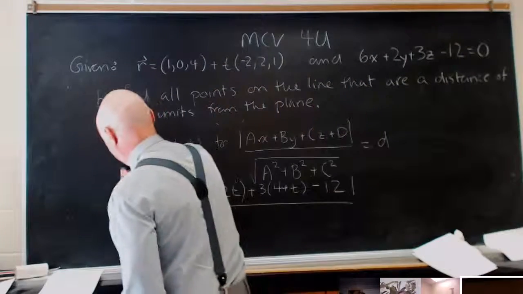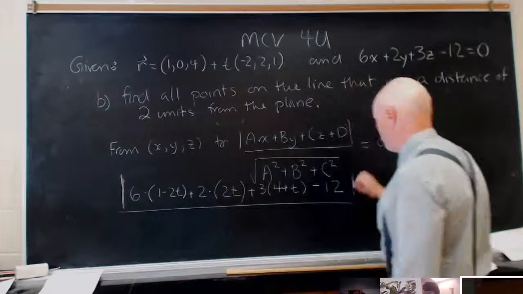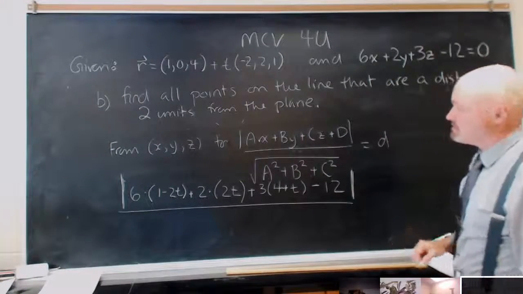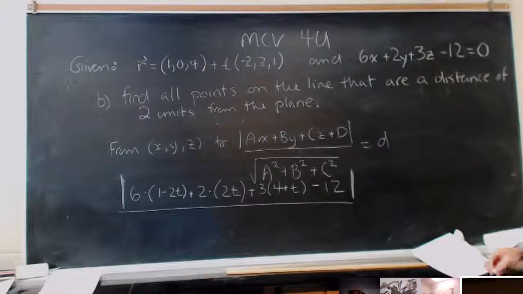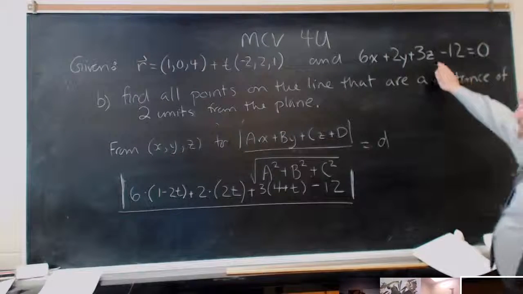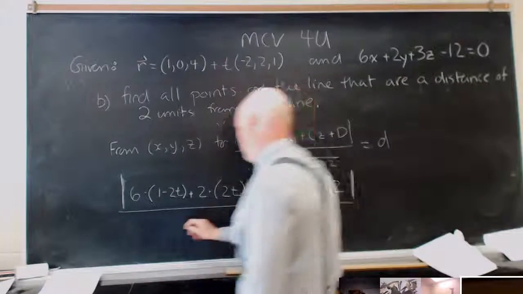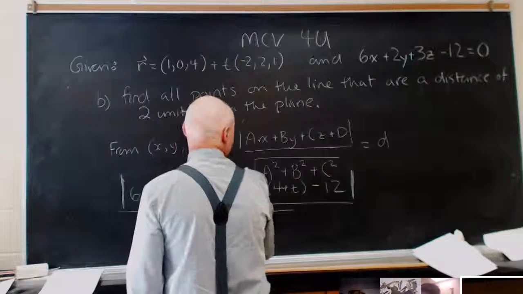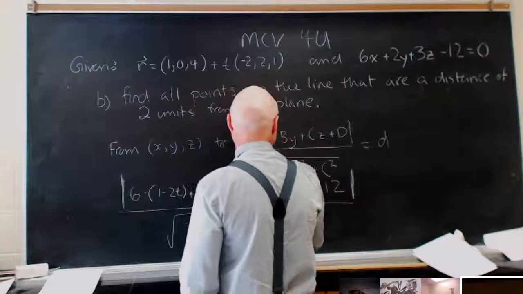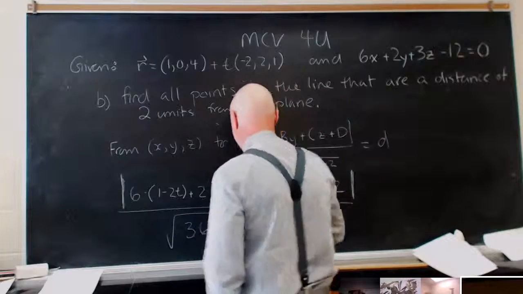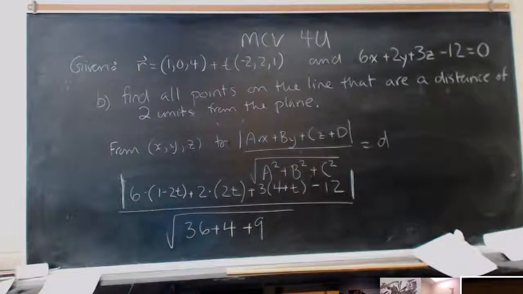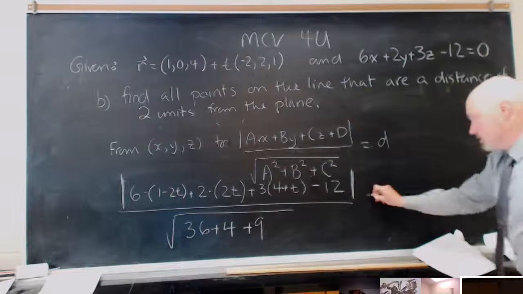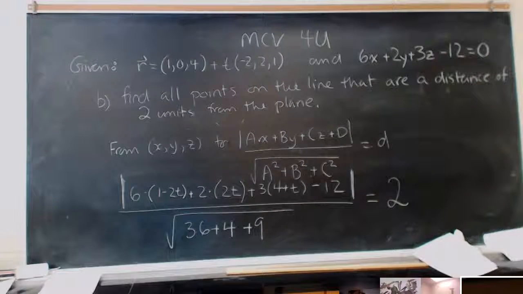Sorry, everybody. If that looks like a 16, those are absolute value brackets there. So I just got my a, b, c, and d from this plane here. Now I'm going to go over the square root of a squared, so 36 plus 4 plus 9. And I know that we want that to be 2 away from everything. Okay, please inspect that for any errors.